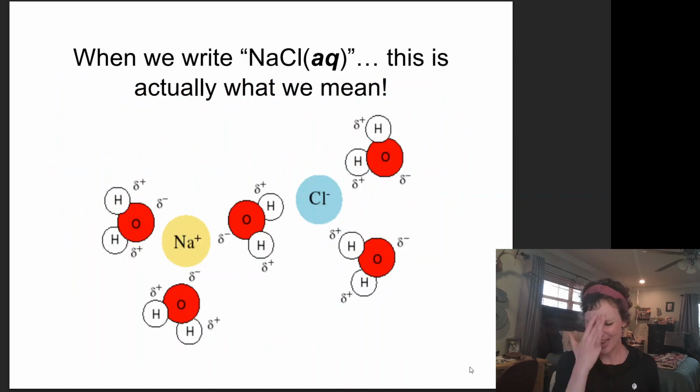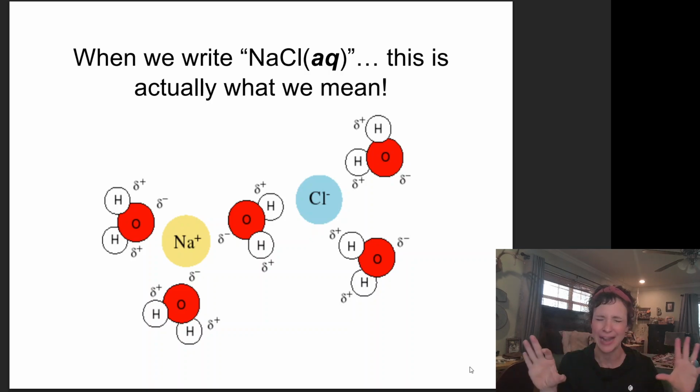We've got to get used to seeing this: whenever I write the symbol for an ionic compound with an AQ at the end, the understanding is that the sodium chloride is not just stuck together as that formula unit in the crystal lattice. That AQ tells me that what we're really looking at is the sodium and chloride ions separately, just existing together in that aqueous solution.